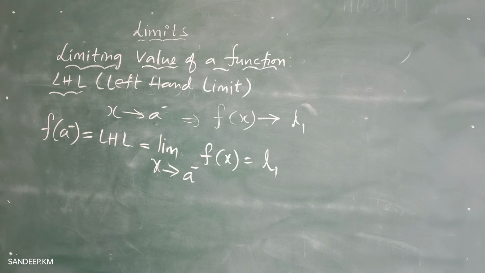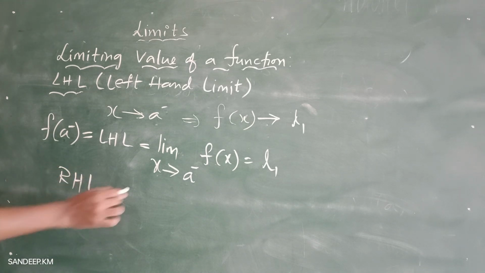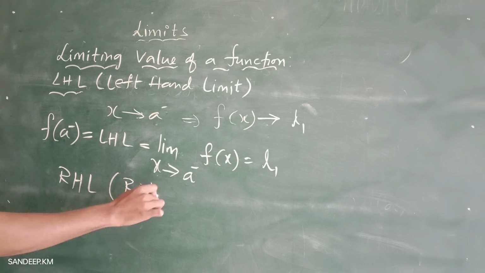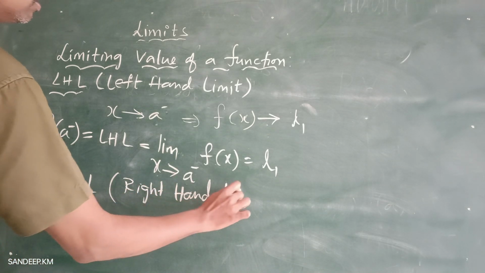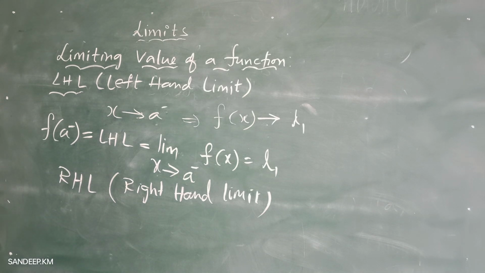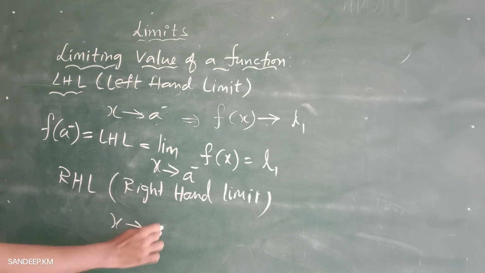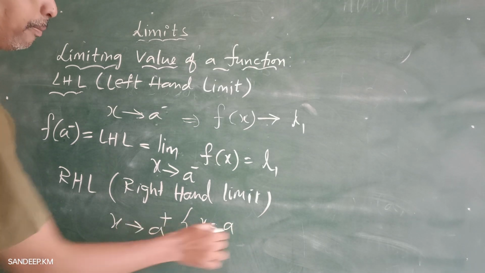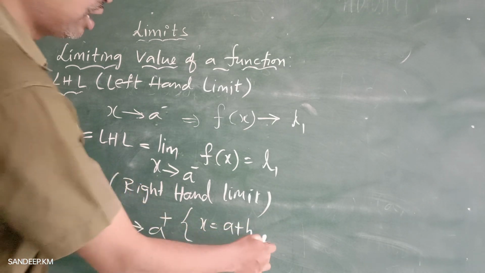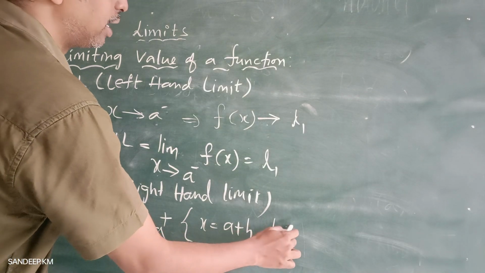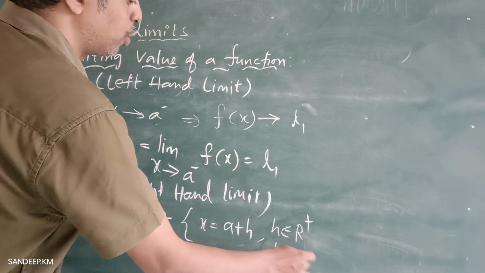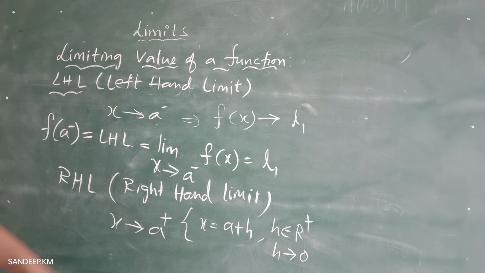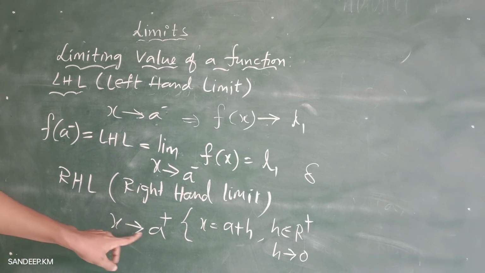Similarly, let us also talk about right hand limit, RHL. Same way, x is approaching a, this time from the right side. X approaches a from the right side. What is the meaning of it? X is equal to a plus h, where h is, as I told already, a positive real number, and h is approaching 0. Instead of h we can also use delta, whatever it is. Now you understood the meaning of x approaches a plus.